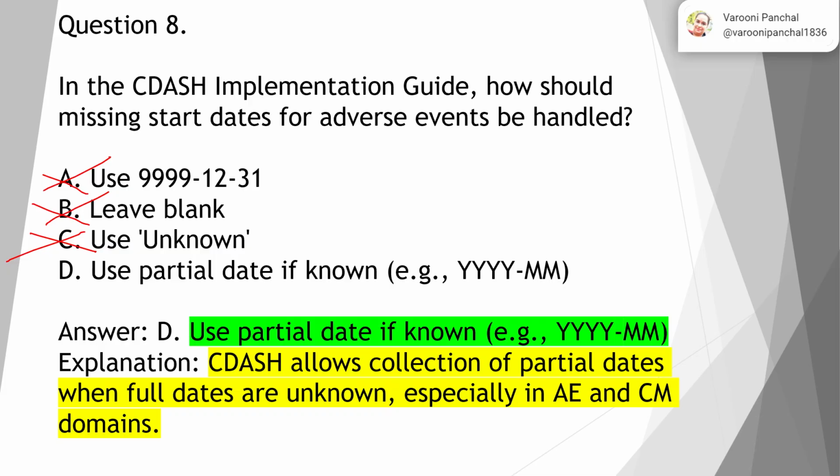So you can use the partial date if it is known. So if any dates are present, even if there is only year information present, you can mention only the year or whatever the value is available, either date, month or year or everything. So you can use partial date if it is known. CDASH allows collection of partial dates when full dates are unknown, especially in AE and CM domains.